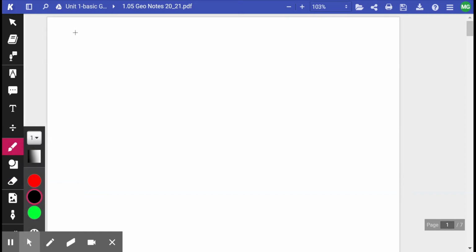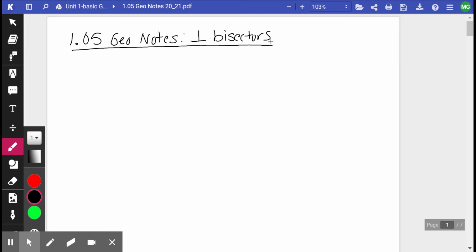Hello, today we're on 1.05 Geometry Notes, and we're going to talk today about perpendicular bisectors and writing their equations. But before we start doing that, I want to review just your different forms for writing the equation of a line, and then we'll review some of applying them as well.